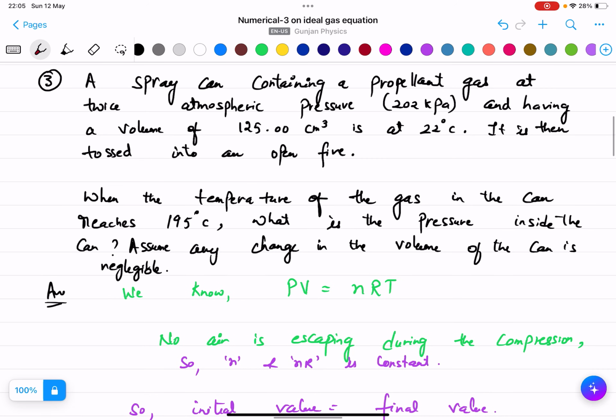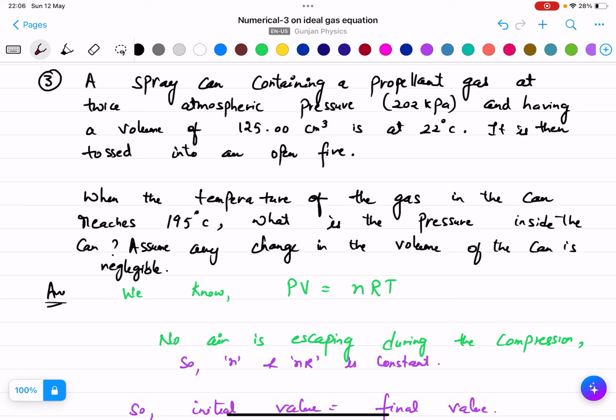It is then tossed into an open fire. When the temperature of the gas in the can reaches 195 degrees Celsius, that means TF is given to you, right? What is the pressure inside the can? Assume any change in the volume of the can is negligible. That means there is no change in the volume. We need to assume that it is negligible.